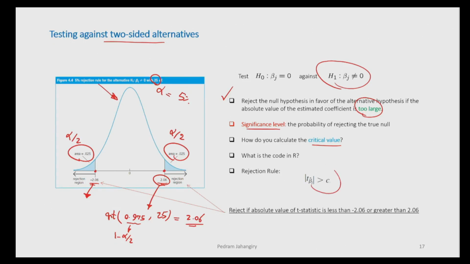And again, this is our general rule for rejections. If the absolute value of the t statistic is larger than the absolute value of the critical value, we are happy. Happy means that we reject the null, we get the alternative.